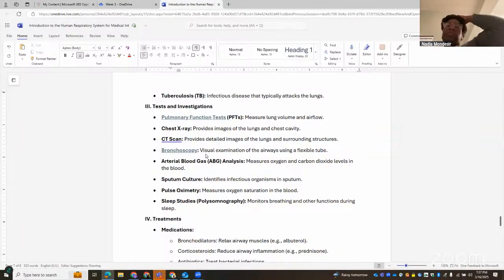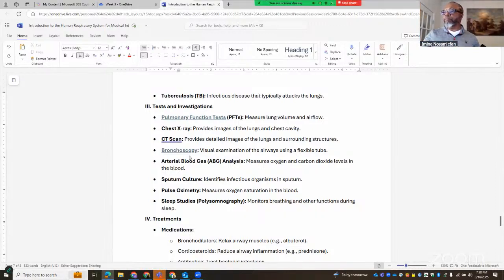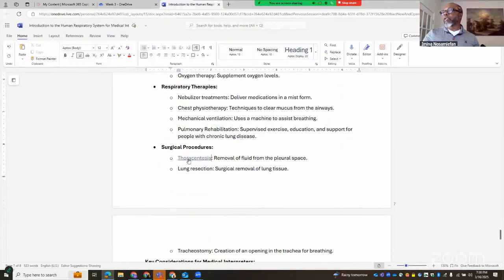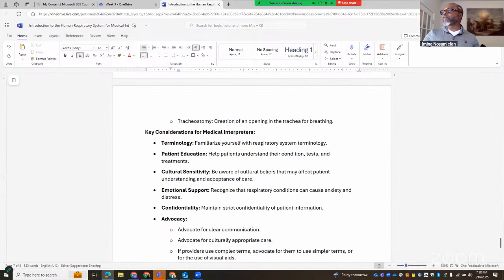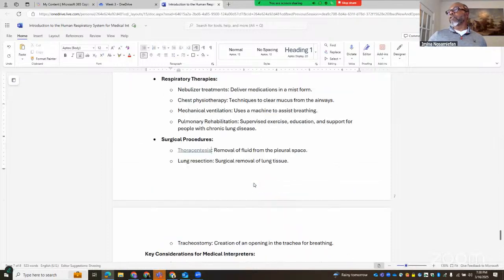But we need to be familiar with those terminologies. Yes, because when the doctor says something, you know how to translate it to the patient. So that's why we say familiarize yourself with respiratory system terminology. When you do this, you can help the patient understand conditions, tests, and treatment. So if you understand, then you are also better able to communicate with the patient.